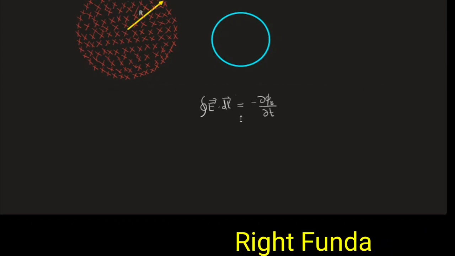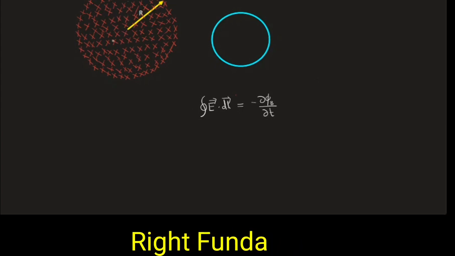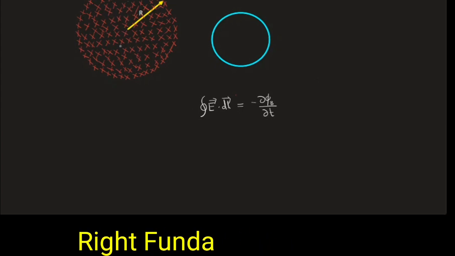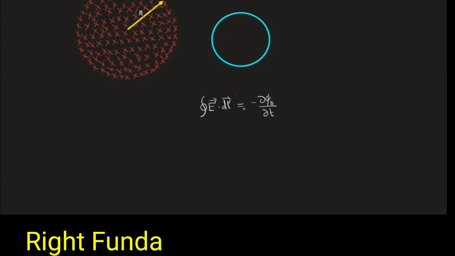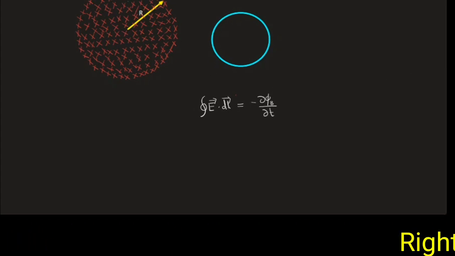So we can write that the integration of E dot dl, the electric field that will be induced at any point, I will take a loop here, and the integration of E dot dl will be equal to minus del phi B by del t. So phi B is the magnetic flux within that loop. So there are two cases we can calculate.